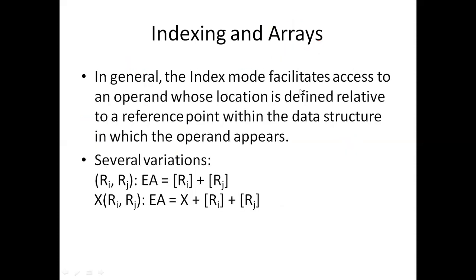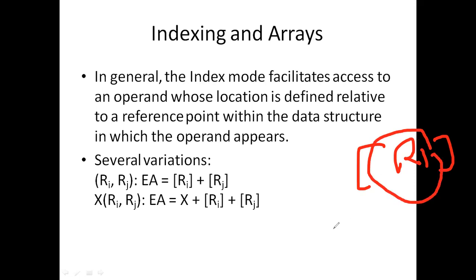In general, the index mode facilitates access to an operand whose location is defined relative to a reference point within the data structure in which the operand appears. Like this one, effective address will be Ri plus Rj. So what have we done with these two locations? You know that whenever I keep this value like this, it means I'm talking about the value stored here. I'm not just talking about that address.